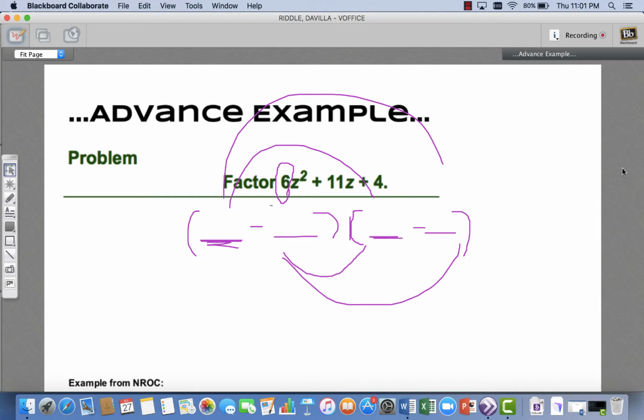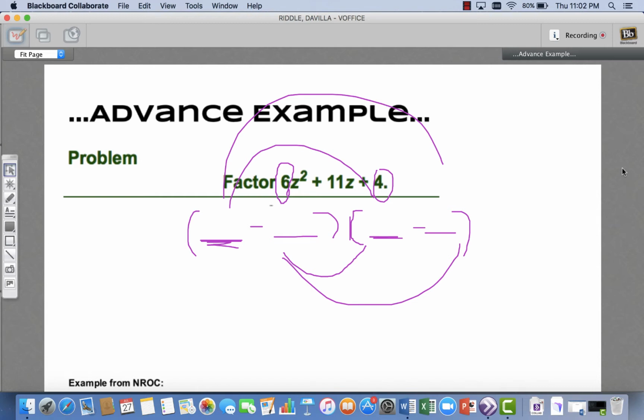So first, how I would approach this problem is first I would think of the factors of 6. So there's 1, 2, 3, and 6. And then I would think of the factors of 4: 1, 2, and 4. And I'm going to look at these different sets of factors and see what numbers I can mix and match to get 11z when added together.